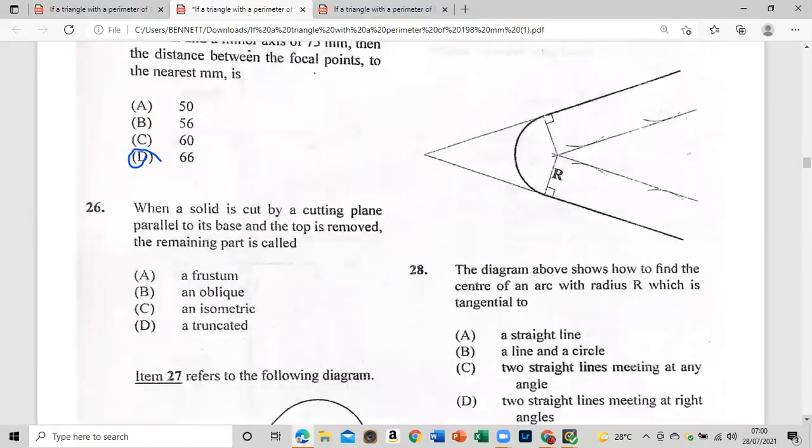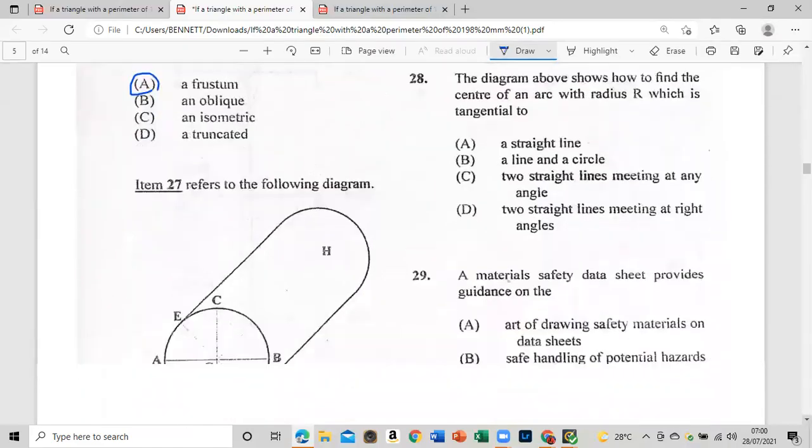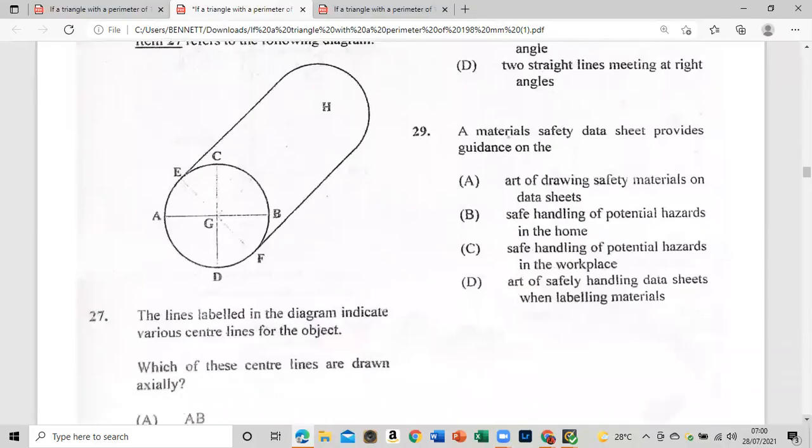When a solid is cut by a cutting plane parallel to its base and the top is removed, the remaining part is called, is it frustum, oblique, isometric, or truncate? And that is frustum. So 26 is frustum. All right, let's move on to 27.